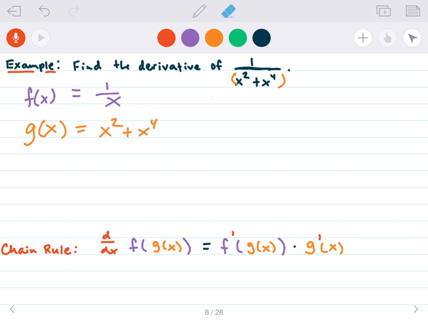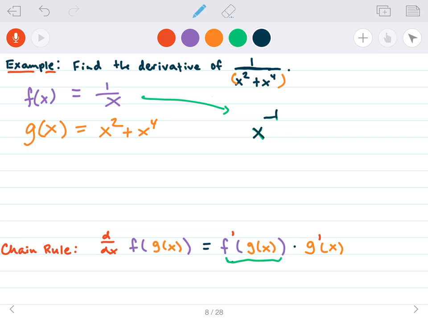So I got my outer function in purple, my inner function in orange, and now I'm going to use the chain rule. So the first part of the chain rule says take the derivative of the outer function while leaving the inner function as it is. So what I want to do first is write 1 over x as x to the negative 1, so I can just use the power rule. And when I take the derivative of this, maybe I'll do this in black. When I take the derivative, I'm doing the green part now.